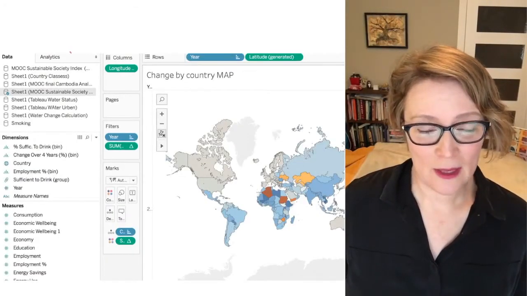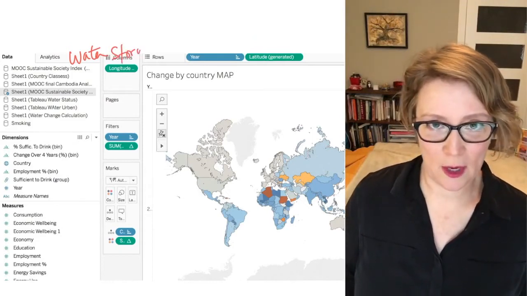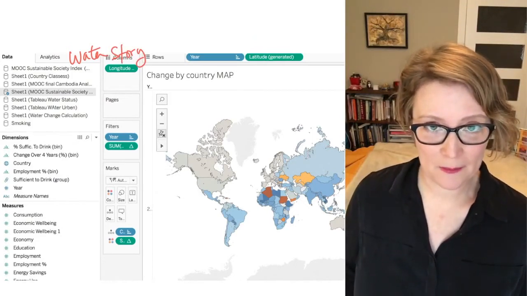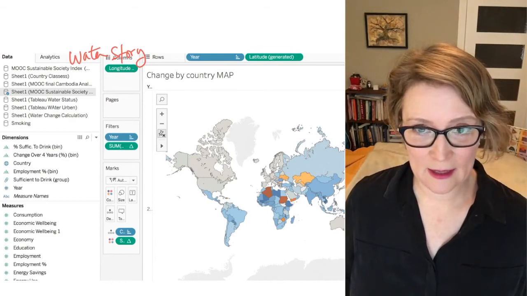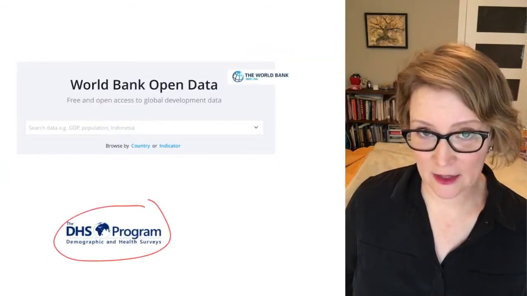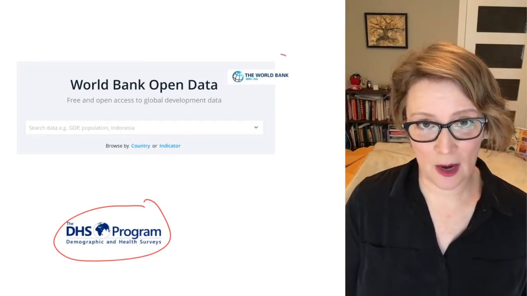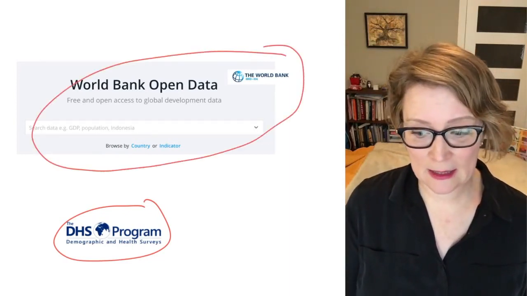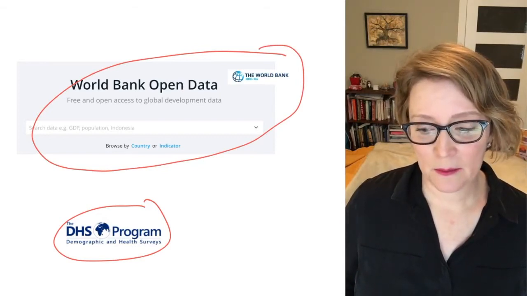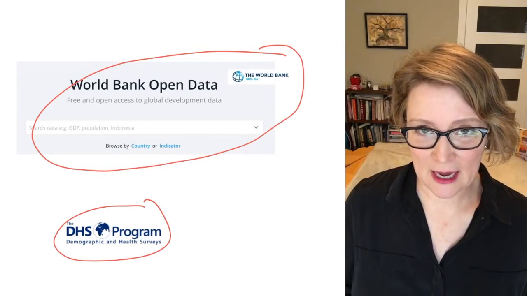So let's look at an example. We've been working with our water story here, and so let's go through the steps. Let's introduce the characters. The characters in our story are water and equity. The water data is coming from the Sustainable Society Index. That's DHS data, so it's USAID data. The equity data is also coming from the Sustainable Society Index. Some of it is from the World Bank, some of it's from the DHS.